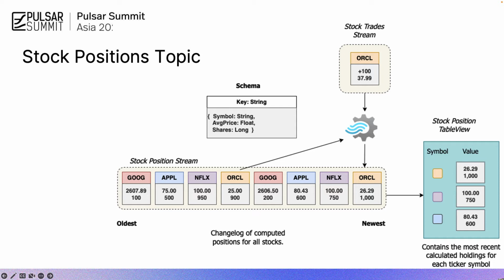Using the ticker symbol as a key allows us to construct a table view that holds the most recent holdings information for each ticker symbol. So you can again scan this information and do a lookup in real time for each individual account, rather than having to go back in time and recalculate this by storing all the different stock trades and then recalculating this value over and over again.